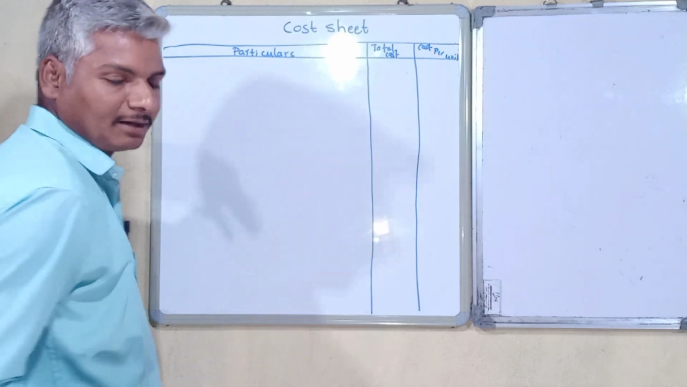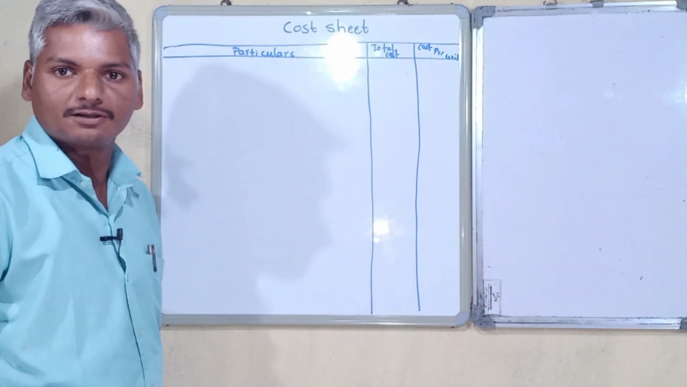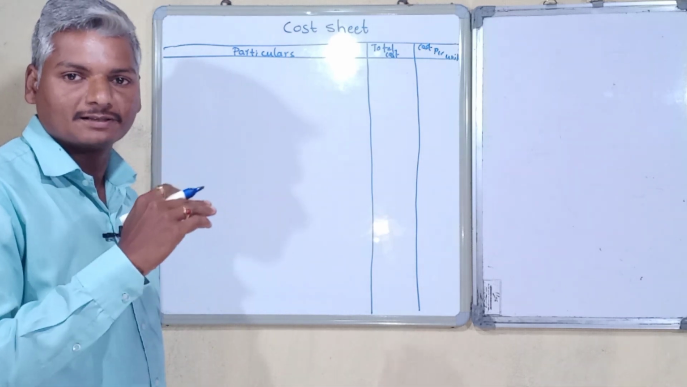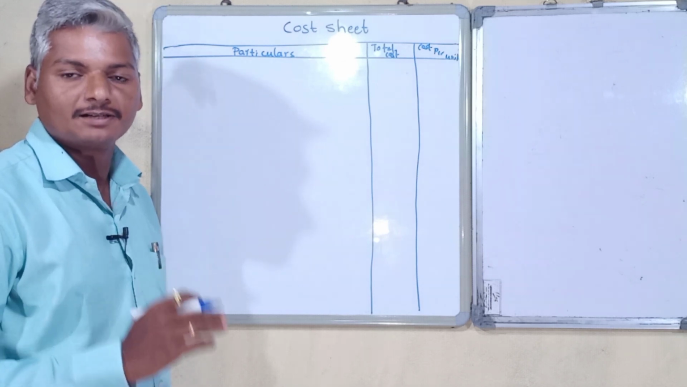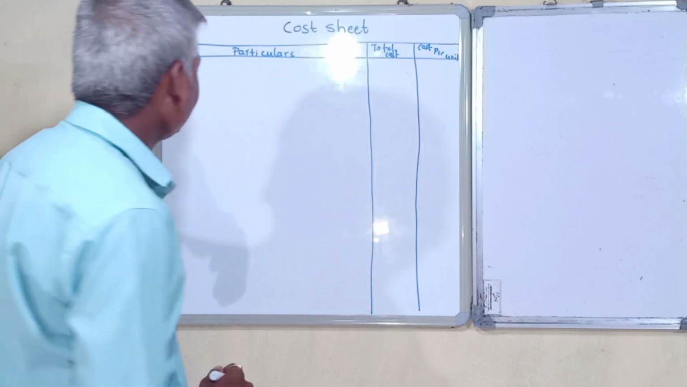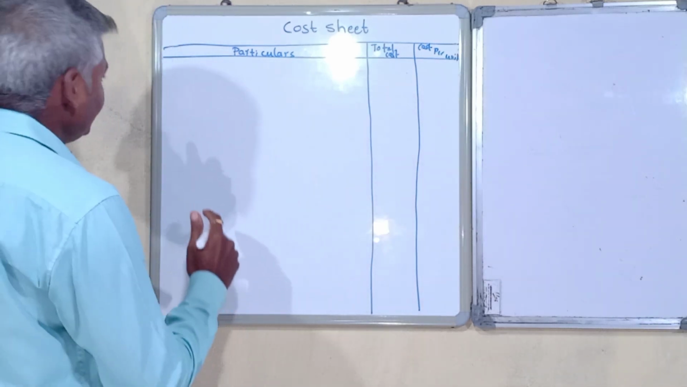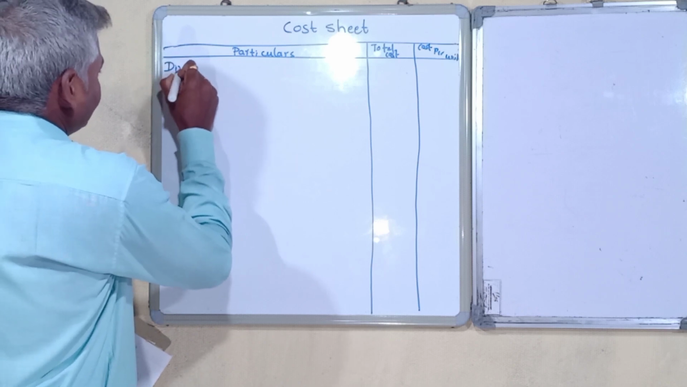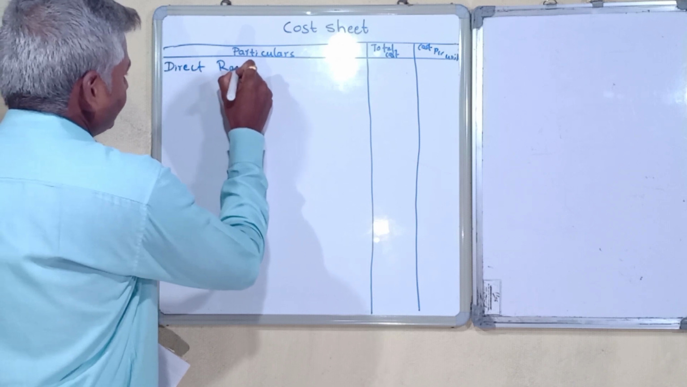Let us start. You already know we have various breakups in a cost sheet, that is direct material, direct wages, direct expenses, factory overhead, administrative overhead, selling and distribution overhead, and finally the sales. Let us start with the raw materials in the problem. So direct raw materials.